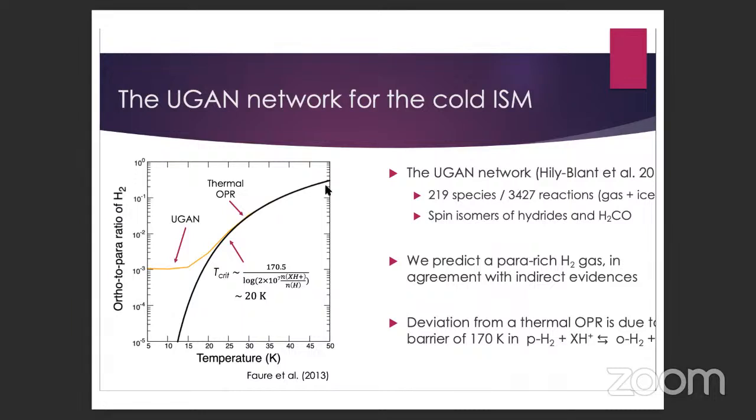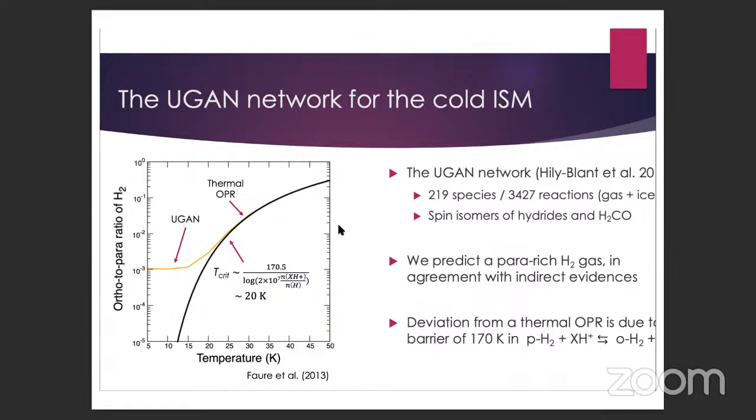This collision drives the ortho-to-para ratio to the kinetic temperature down to about 20-25 K, where you see a deviation. Our results are here. The ortho-to-para ratio flattens and reaches a plateau at about 10 to the minus 3, which is 4 orders of magnitude larger than the thermal ortho-to-para ratio. This deviation simply reflects the fact that the conversion from para to ortho has a 170 Kelvin barrier, because the ortho ground state is 170 K above the para ground state of H2.